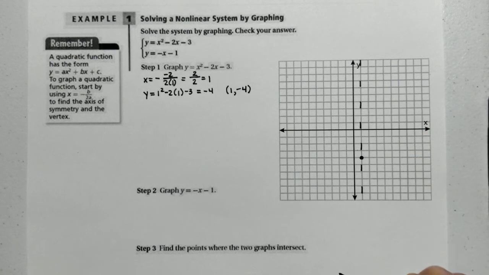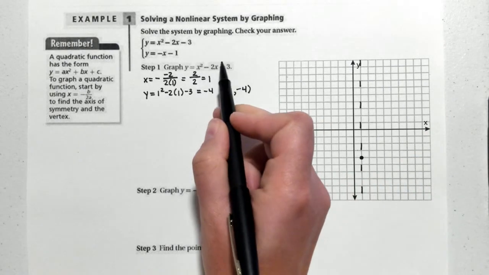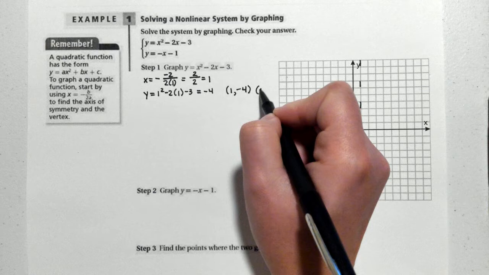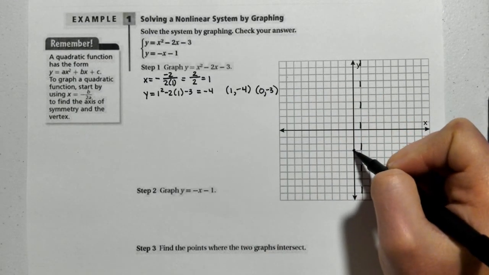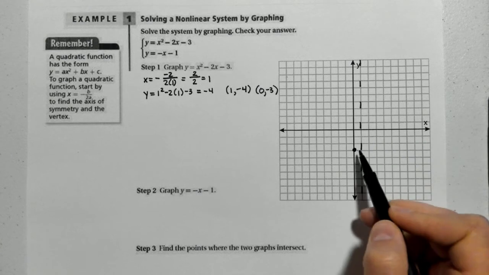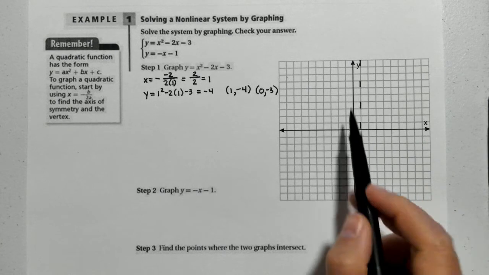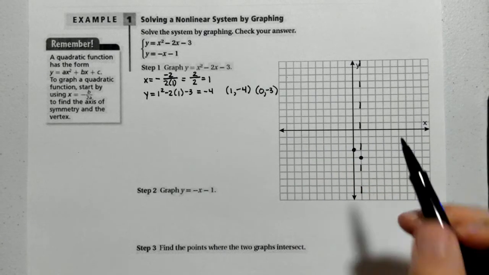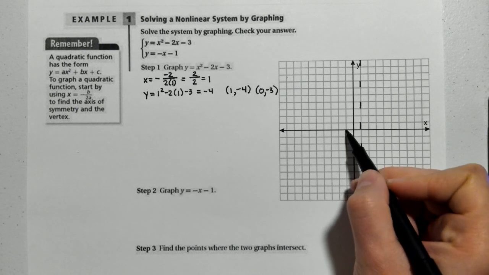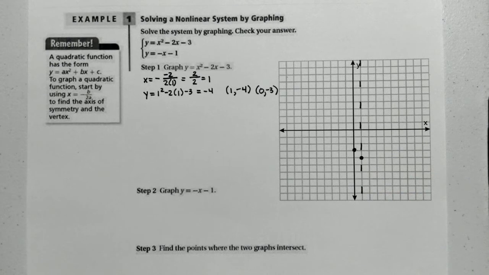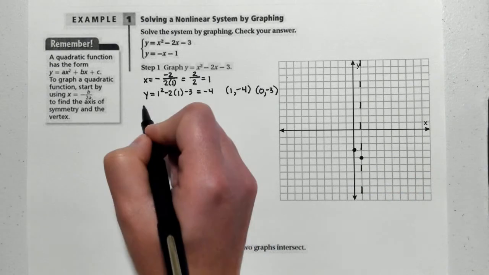And then I can also identify my intercept. That's my c term. So my intercept is going to be 0, negative 3. So right here. Since my intercept is to the left of the parabola's axis, I'm going to pick two x values to the left. Starting here, I already used 1, 0, so I'm going to do negative 1 and negative 2 to get two additional points.